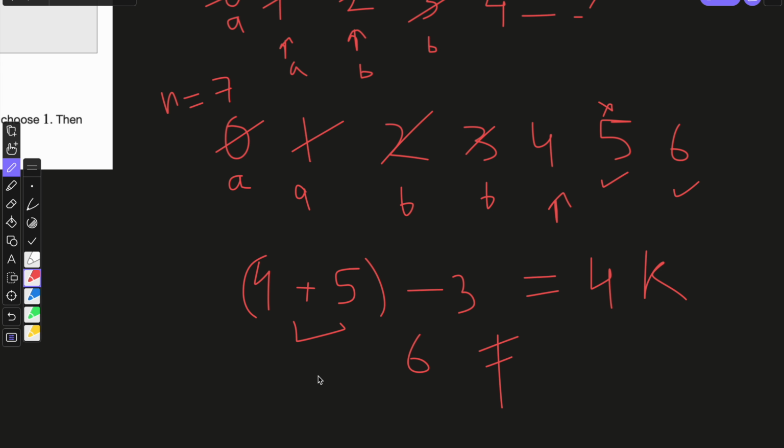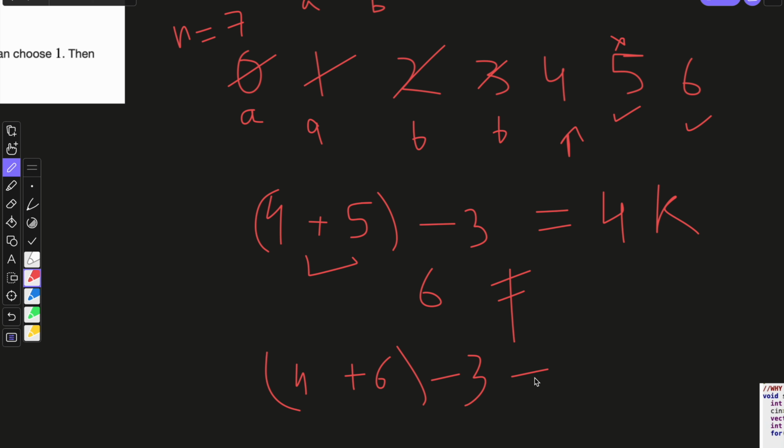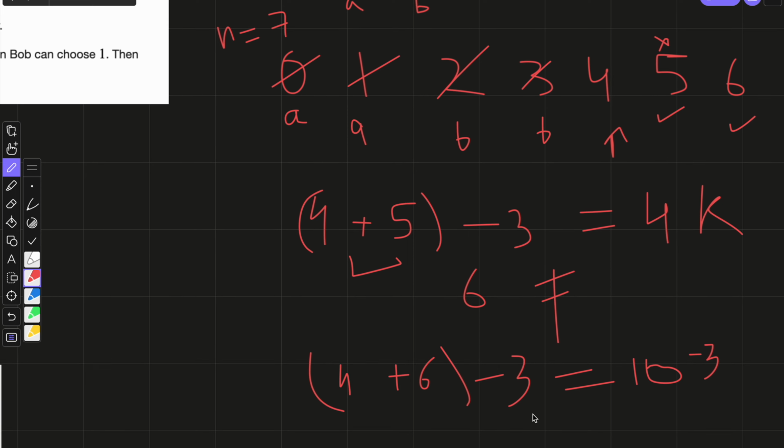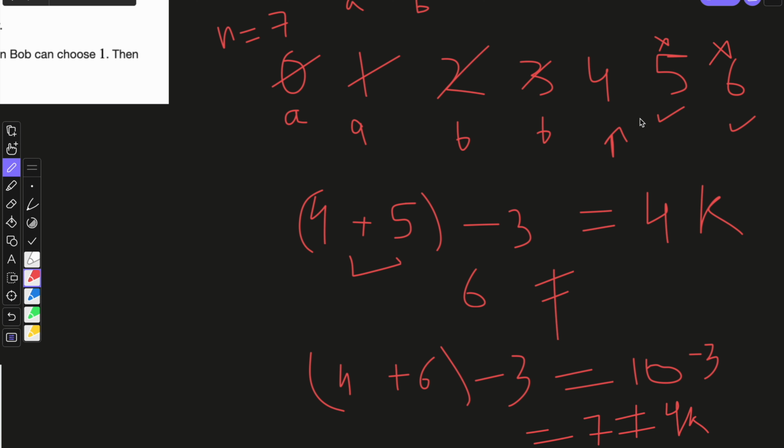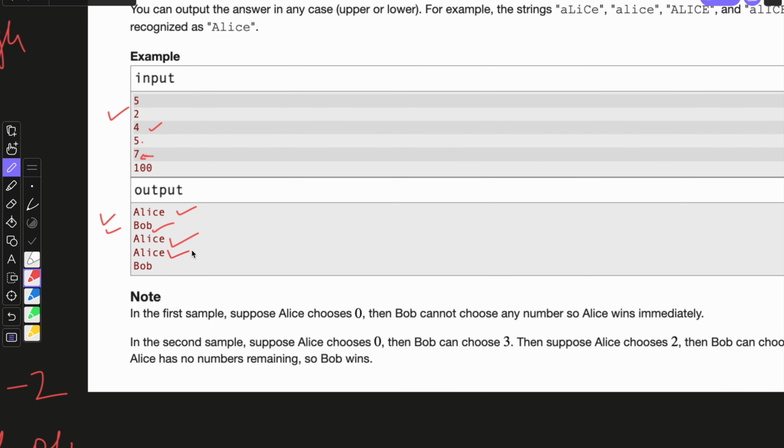Let's see if 6 satisfies the condition. So 4 plus 6 is 10, minus 3, which is equal to 7, right? So this is also not equal to 4k, hence this is also not the choice. So Bob loses and Alice is going to win again.